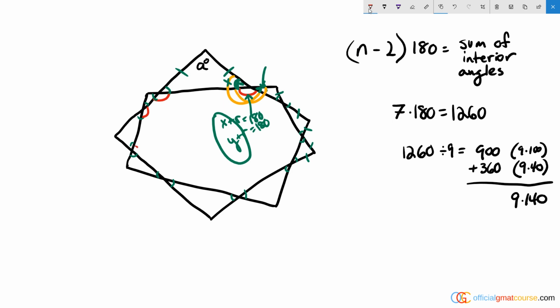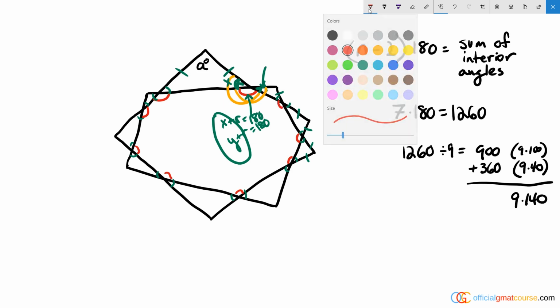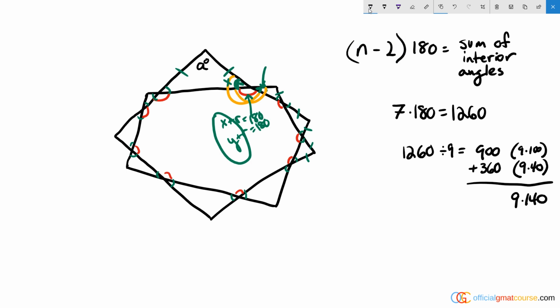So if these angles all have to be the exact same, and there's 9 of them, and we have a 9-sided shape, well, there's a formula that tells us the sum of the interior angles of a 9-sided shape. And that is n, the number of sides, minus 2, times 180 gives the sum of interior angles. So this formula means that 9 minus 2, which is 7, times 180 gives us the sum of interior angles. And if every one of these interior angles in red is equal to each other, that means that if I divide 1260 by 9, I will get the value of a single angle.